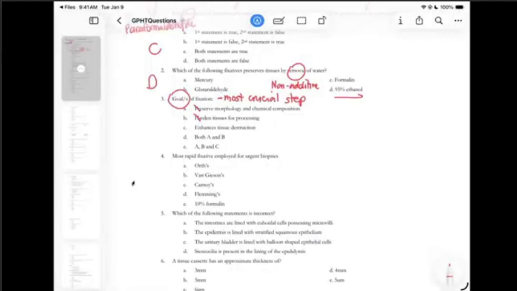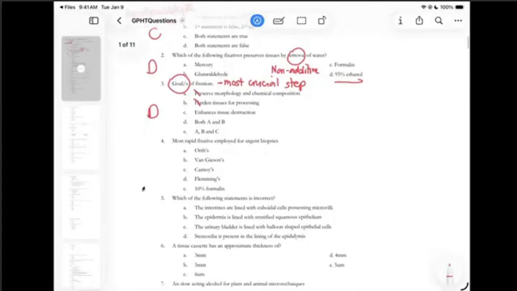So for easy processing. Letter C is not included since we don't want to destroy the tissue. We want to preserve it. We want to prevent decomposition from happening. And we want to prevent yung autolysis. So yung best answer natin for number three would be letter D, so both A and B. So for number three, that's letter D.